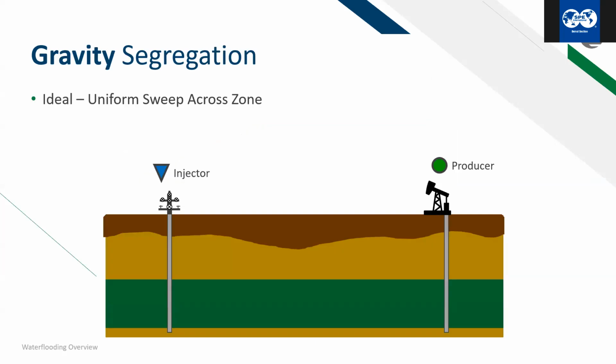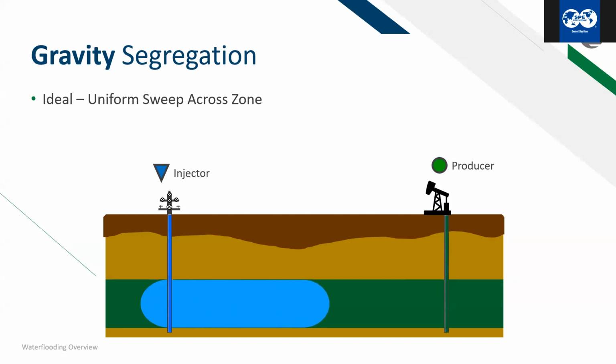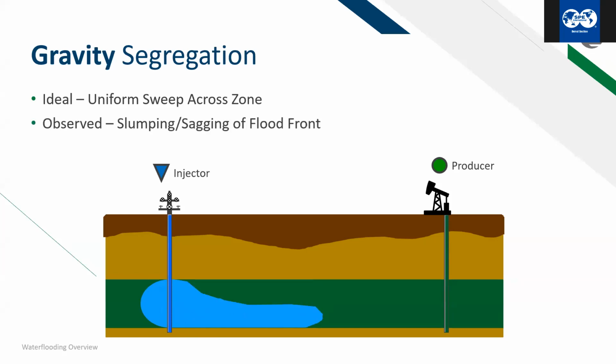One of the last things I'm going to cover for vertical displacement or vertical efficiency is gravity segregation. So ideally, the injection will sweep uniformly across the zone, from top to bottom, you just have a block and it's sweeping. Unfortunately, as I've already pointed out for several other reasons, that's not likely to happen. But whenever this zone or bed gets thicker, what you'll tend to see is something called slumping or sagging of your flood front.